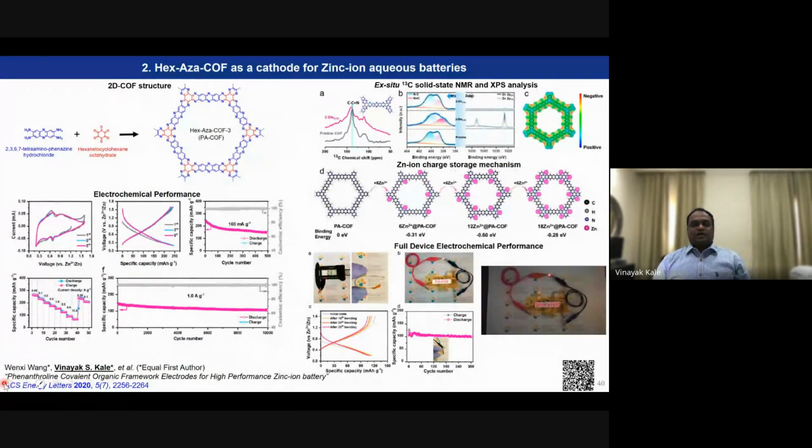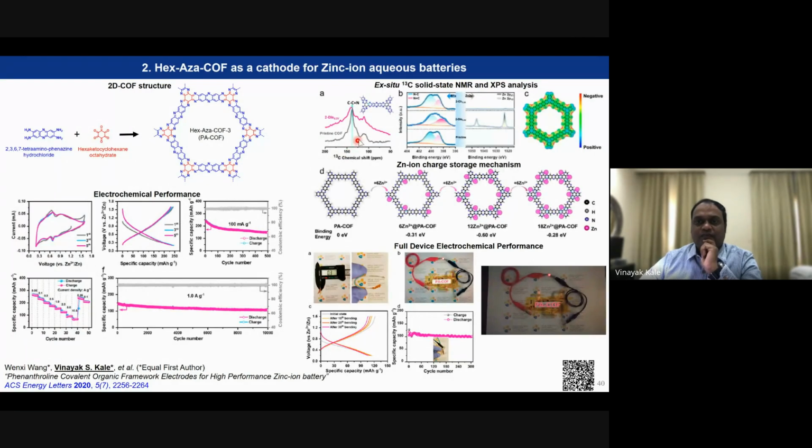So now moving to the next work, a similar COF we synthesized, which has a lot of redox active sites, that is the phenazine site, which is the active site for the charge storage carrier. For example, in this work, we reported this COF for the zinc ion battery as a cathode material. As you could see, the basic electrochemical characterization shows that this electrode material, the COF, acts as a cathode.